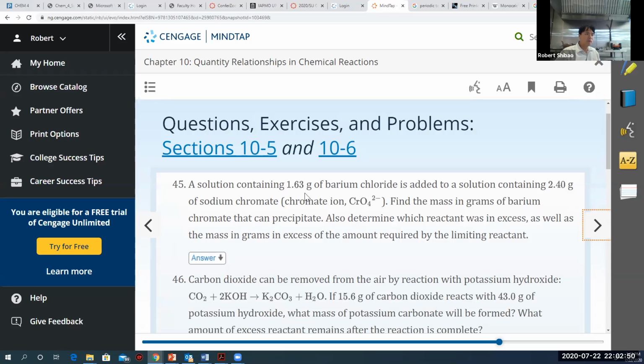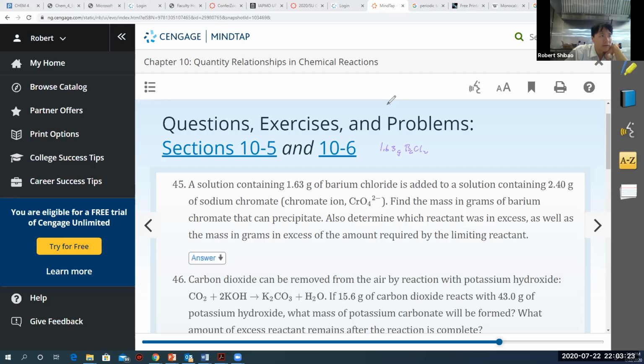A solution containing 1.63 grams of barium chloride is added to a solution containing 2.40 grams of sodium chromate. Find the mass in grams of barium chromate that can precipitate. So whenever we're given two reagents, like barium chloride, and we know how much barium chloride we have, 1.63 grams of that, whenever we're given two or more amounts here, then it's always limiting reagent. And so this is 1.63 grams of barium chloride.